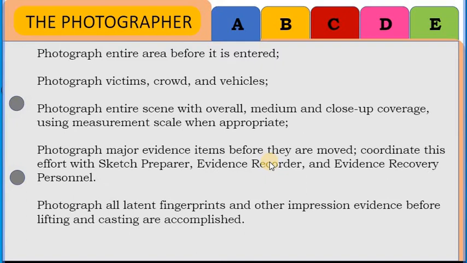So meron kasing different types of photography forms. Minsan overall, kabuuan ng crime scene, medium, close-up for the specific evidence. For the close-up evidences or close-up photographs, minsan gumagamit sila ng scale, measurement scale. So, for example, merong silang weapon na nakita na kutsilyo. So, gagawin niya, bago niya picture-an, lalagyan niya ng ruler yan.